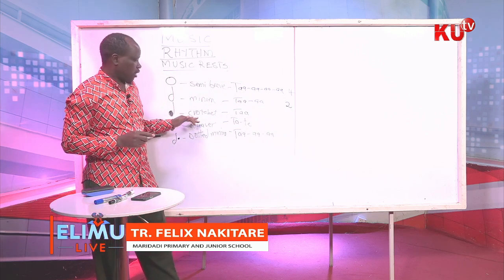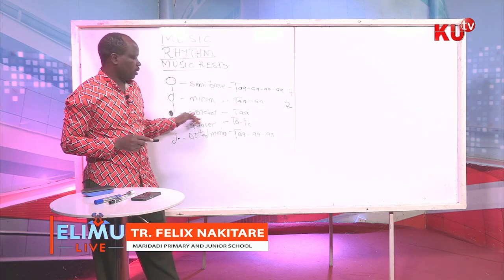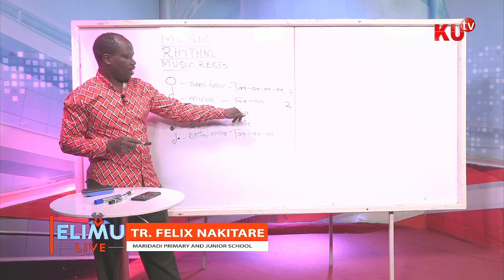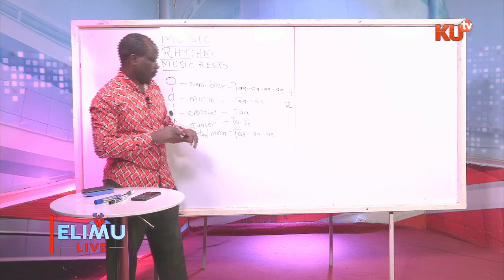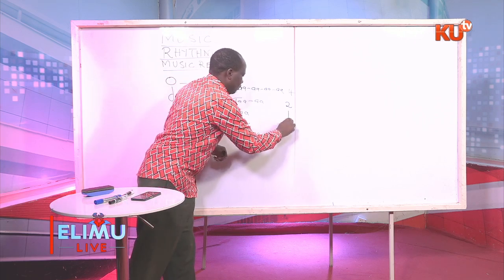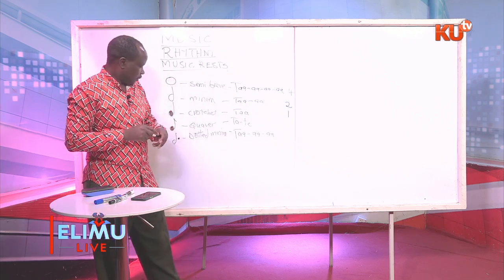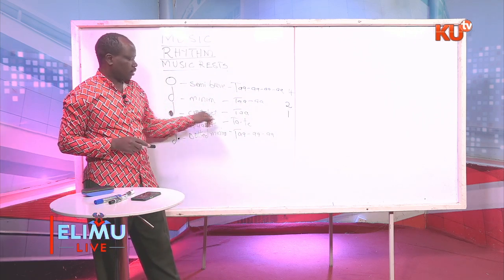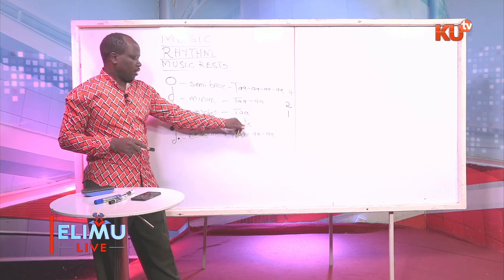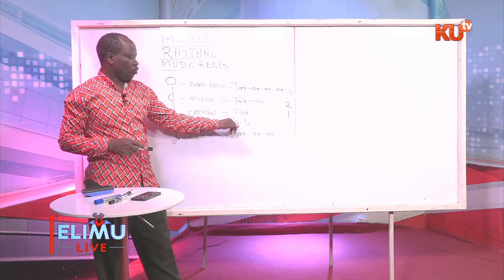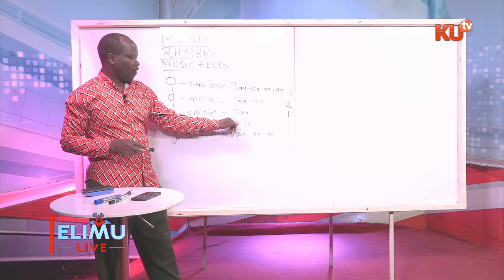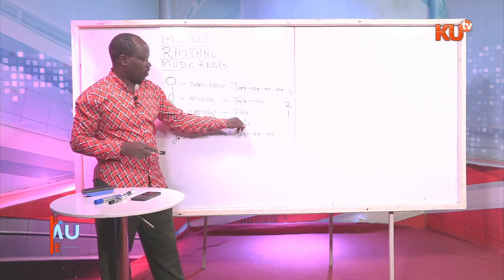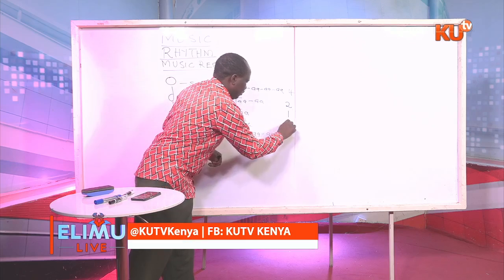When we come to the crotchet, the French rhythm name is ta, and ta means 1 beat. Ta, 1. Our number 4 note is tate. Tate, these are 2 short notes equivalent to half a beat. So the value is half a beat.